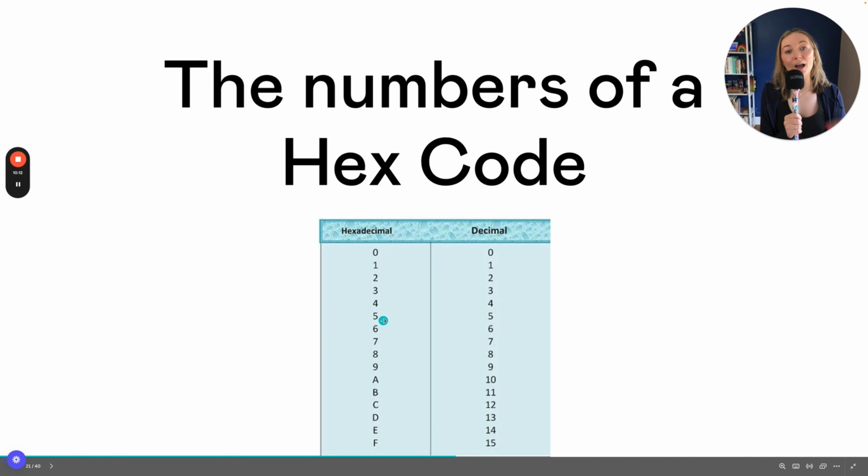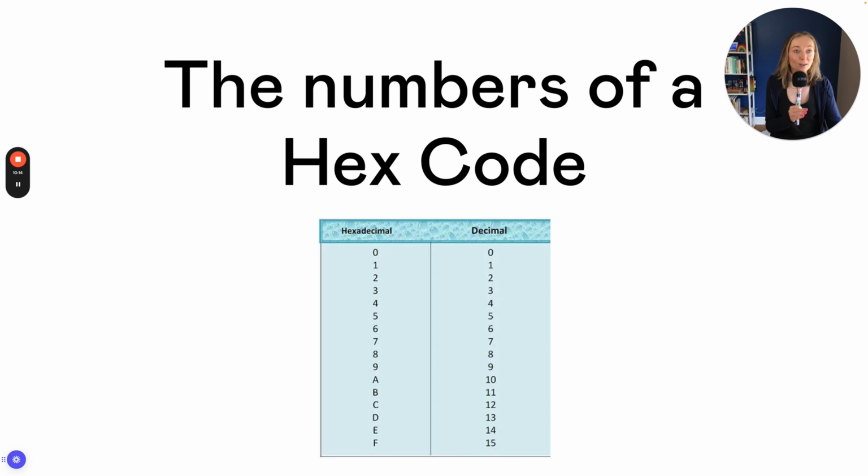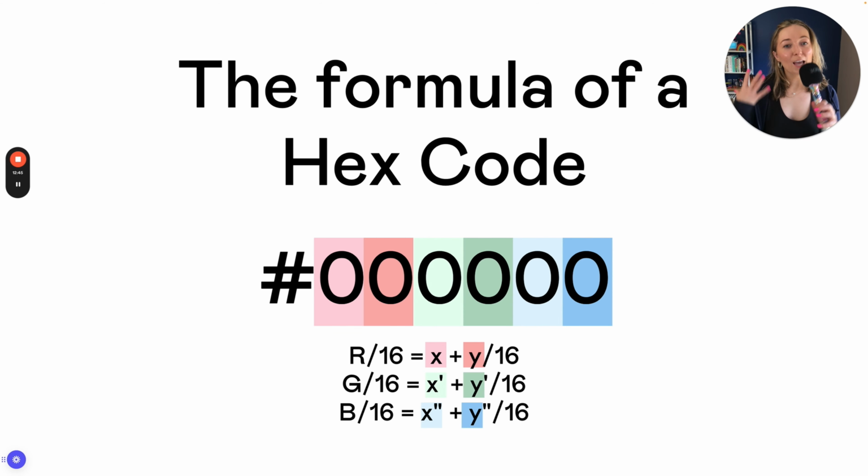So that's why hex codes have a mix of letters and numbers, and that's why you're never going to see a hex code with any letters besides A through F. You're not going to see a G or a K or a Z in a hex code. They're not needed. They will not give you a valid hex code because of the hexadecimal system. Okay, now I'm going to show you the actual formula for creating a hex code.